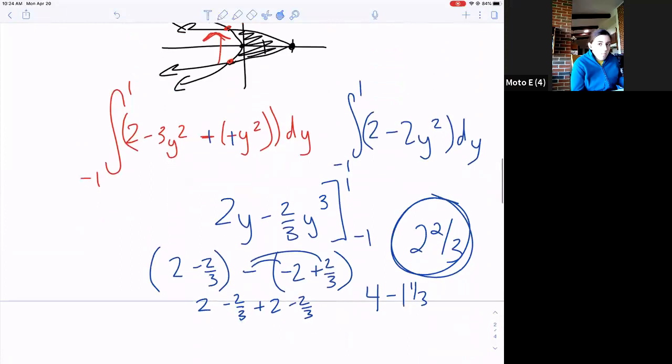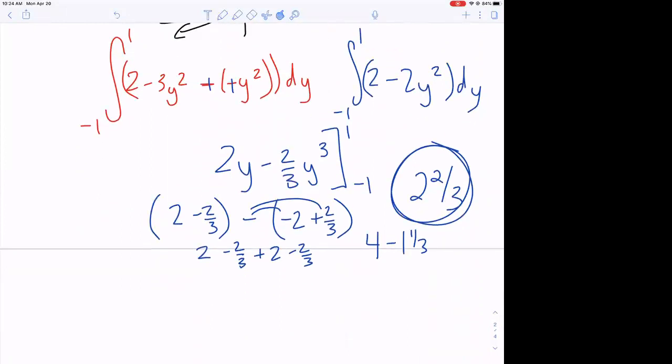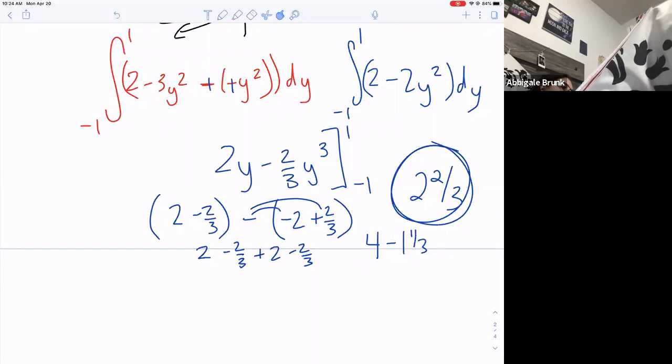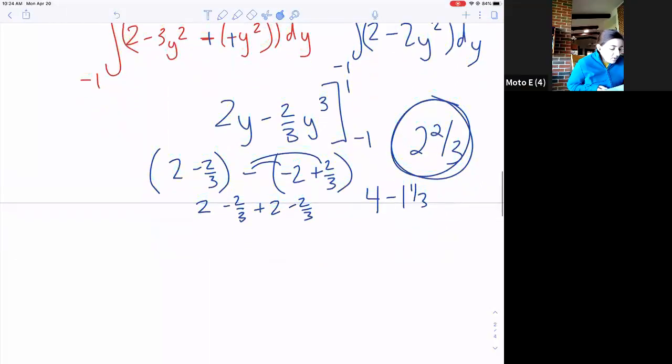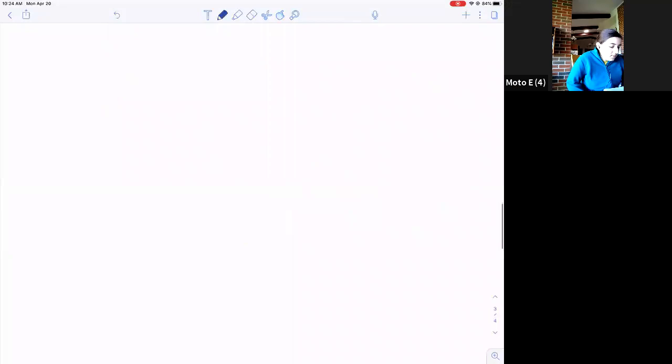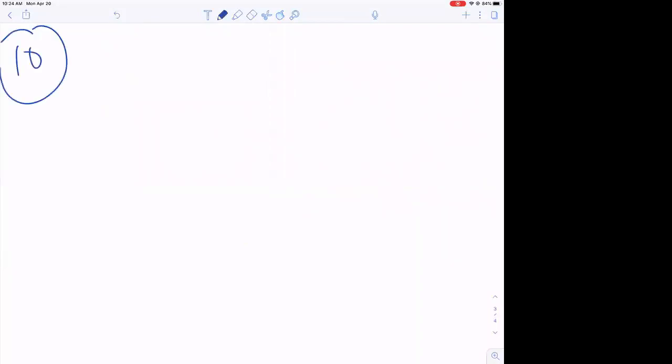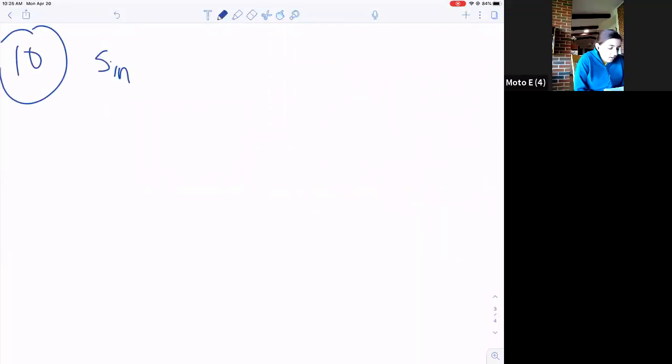Nice. Any other ones in between 5 and 11? 10 and 11. Do like one of those trig ones. Yeah, let's do 10 since Abby just said that. Is that cool? Yeah. Oh, what am I writing?